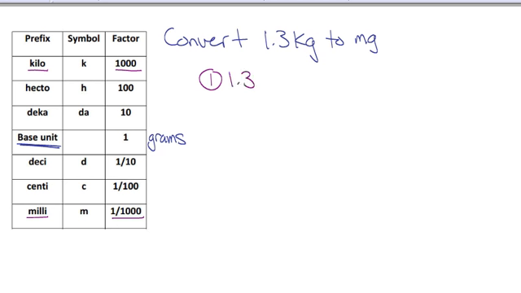So the first thing that we're going to do is we're starting with 1.3 kilograms. So what we do to use the conversion factor is we set up, we're going to multiply by a fraction here. We have kilograms that go on the bottom. We want to convert to grams, and they go on the top. From the table then, we're told that 1 kilogram is 1,000 grams.